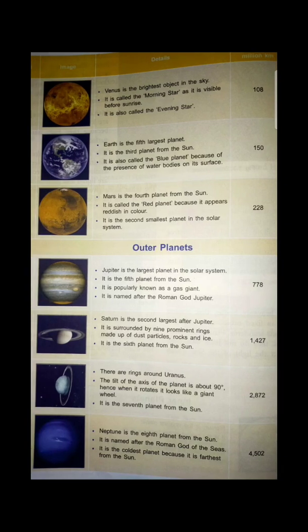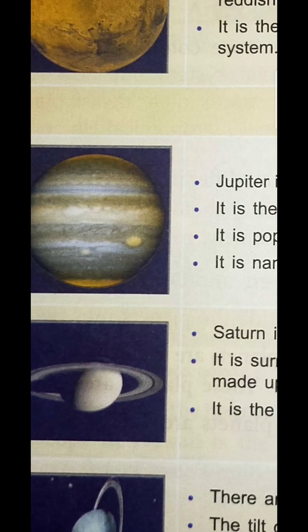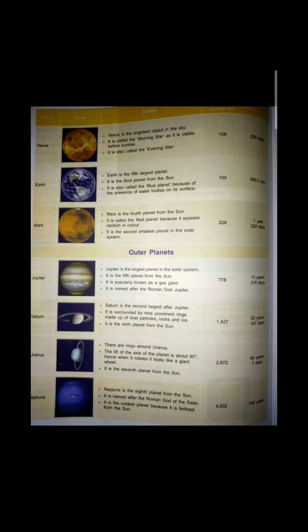Further, the next one is related to Saturn. Saturn is the second largest planet after Jupiter, because we came to know that Jupiter is the first largest planet. Saturn is considered the sixth planet from the sun, and it is surrounded with 9 approximate rings made of dust particles, rocks and ice. The distance from the sun is around 1427 kilometer, and it took around 29 years and 167 days to complete one revolution around the sun, because the distance is very high.